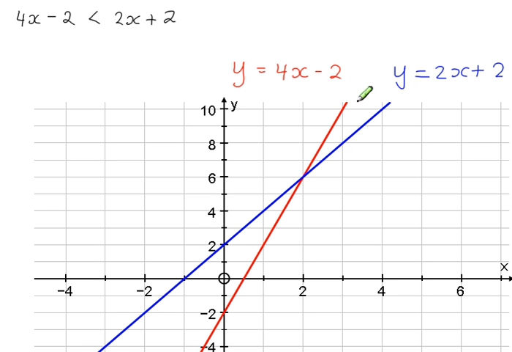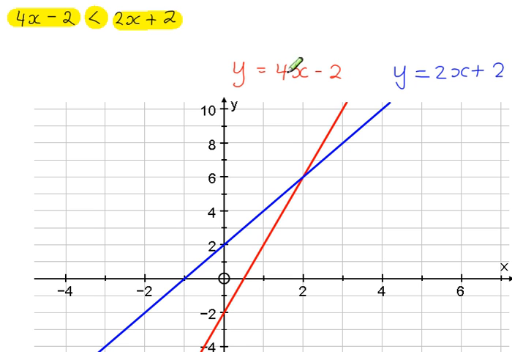Okay, so in red we have y equals 4x minus 2, and in blue we have y equals 2x plus 2. And what we're looking for are the values of x for which 4x minus 2, so the graph of y equals 4x minus 2, is less than, so it's underneath the graph of y equals 2x plus 2.